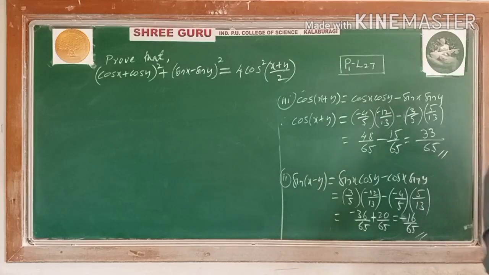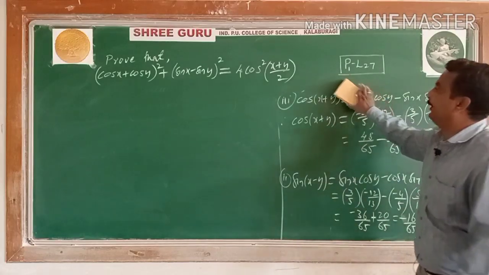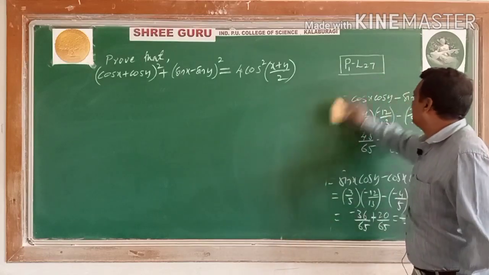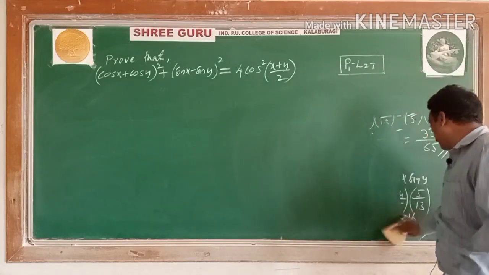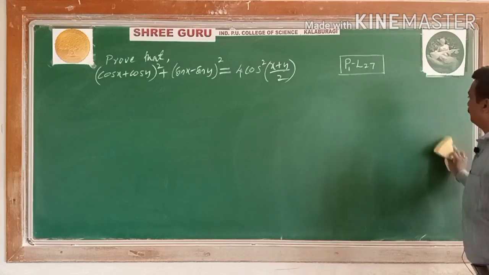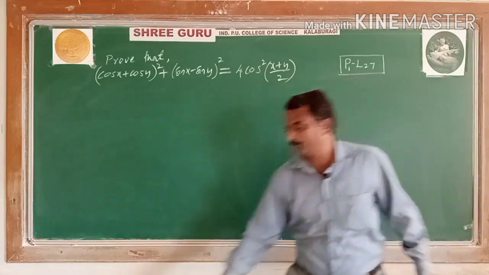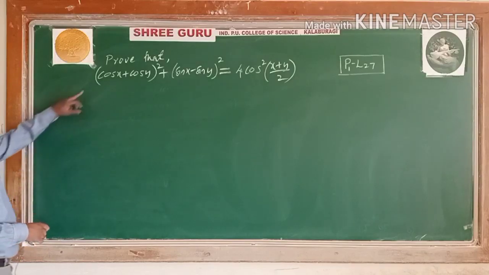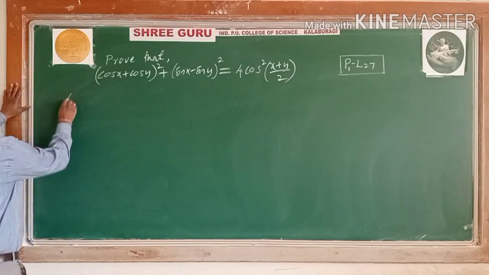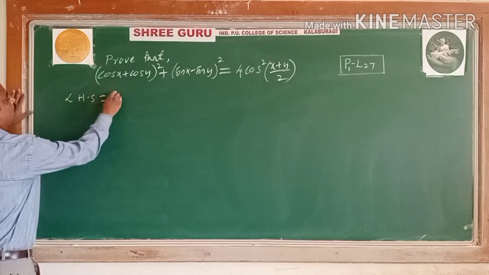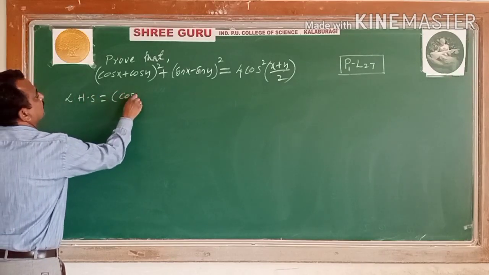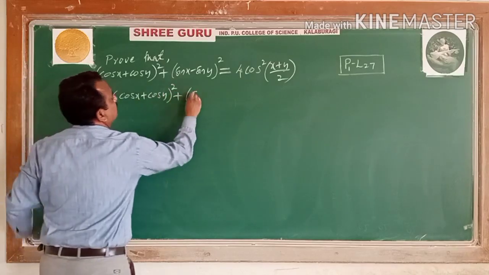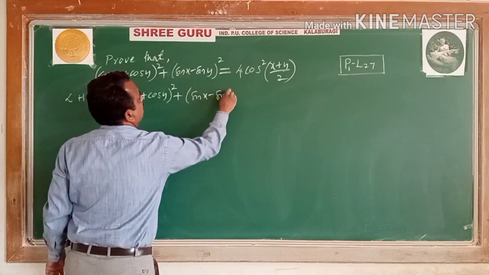I hope you have completed that fourth one, cos of x minus y. That last fourth one I have not calculated. Come to the LHS of the next example. I will write LHS. What is your LHS? (Cos x plus cos y) whole square plus (sin x minus sin y) whole square.